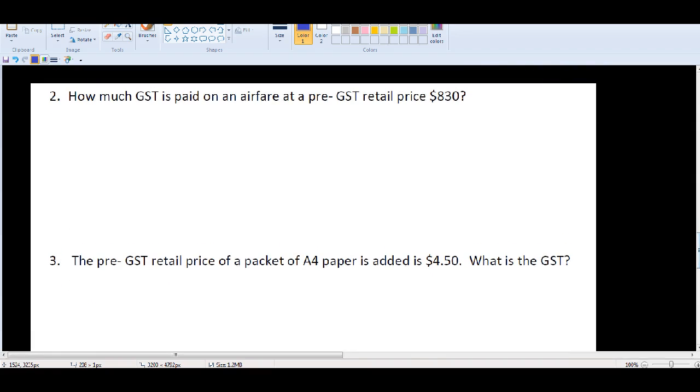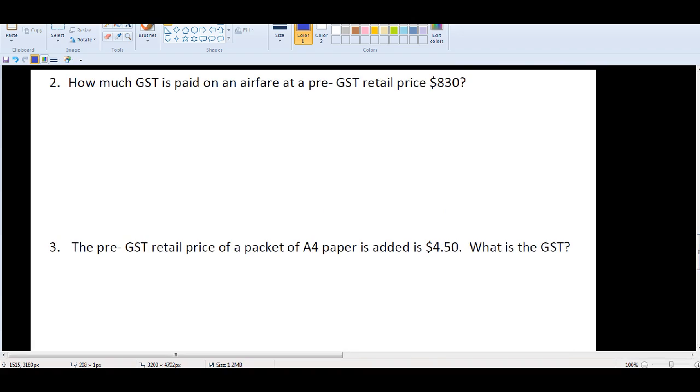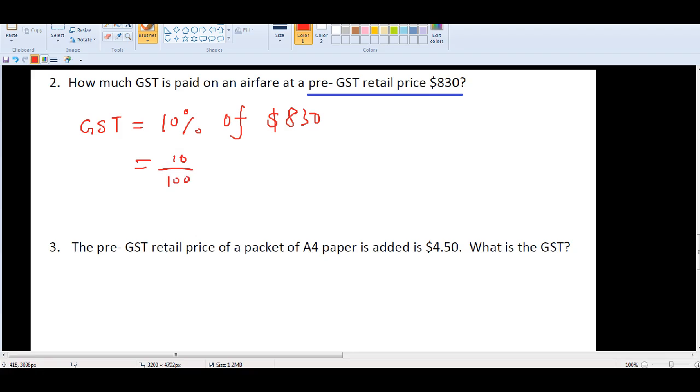Okay, so let's do another one. How much GST is paid on the airfare at a pre-GST retail price of 830? Okay, so that's pre-GST retail price. That's another way to say it. That means the retail price has not included GST. So how could you calculate the GST you need to pay? Again, it would be 10% only. So GST would be 10% of 830, just 10% times 830.